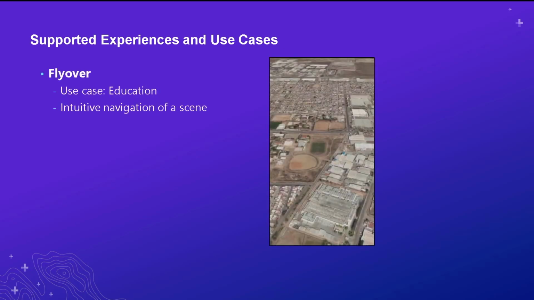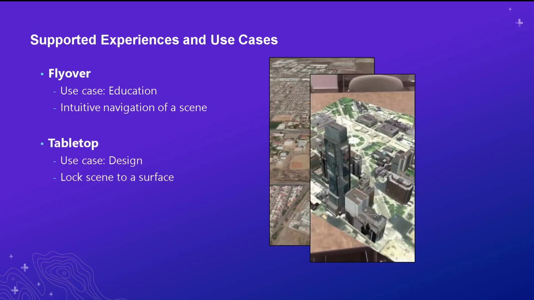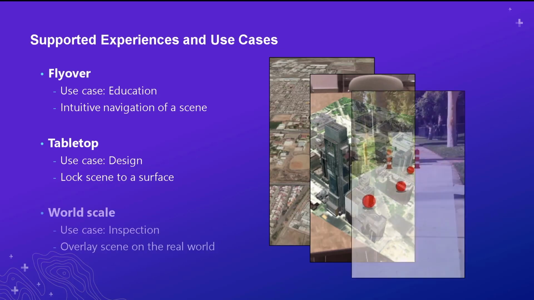The first one is a flyover experience, which was really designed for education scenarios. This intuitive navigation of a scene with the device changes the camera's perspective based upon the orientation of the device. Tabletop, great for design scenarios where we want to be able to take a virtual small-scale model and put it in a tabletop experience, and so you can still see the camera provides a representation of the physical world, and being able to overlay or at least lock content of a scene to a physical surface, and be able to interact with that small-scale model and maybe collaborate around the design of 3D content.